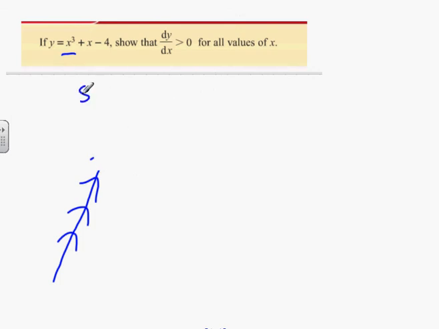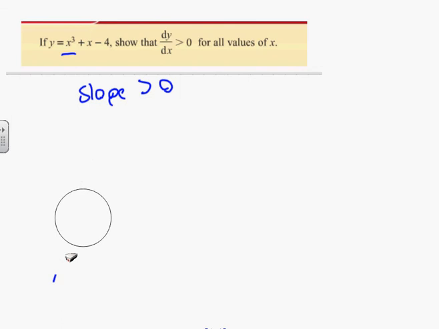Differentiate once, because you want to show that the slope is always bigger than 0. Differentiate once and what happens? So it's going to be 3x squared plus 1 is greater than 0. Can anyone in the class tell me why 3x squared plus 1 is always greater than 0?